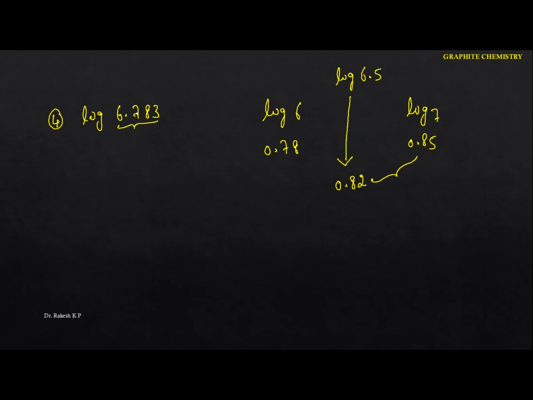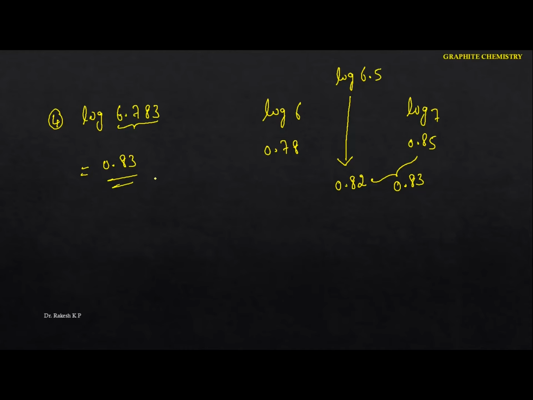This is 0.7, and here we have angle 6.5. This is 6.7. Here we have angle 6.5. Hence I can take the approximation value of 0.83. So in this particular trick, we are not going to calculate the exact value, but we are going to get very close to the value. So the log 6.783 value is 0.83.